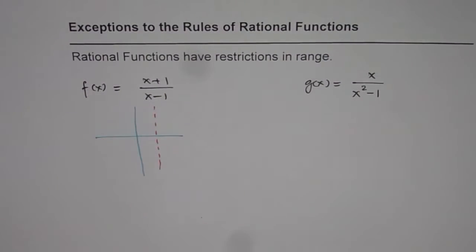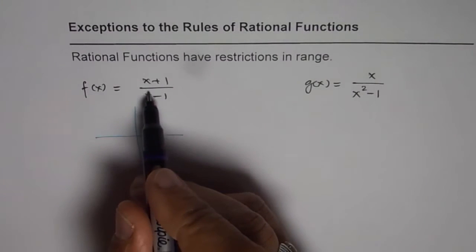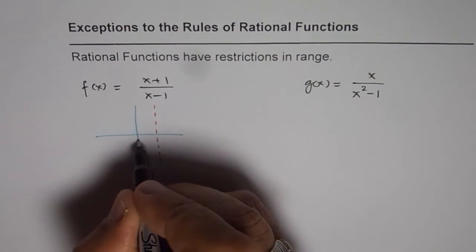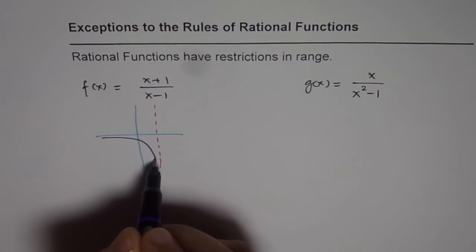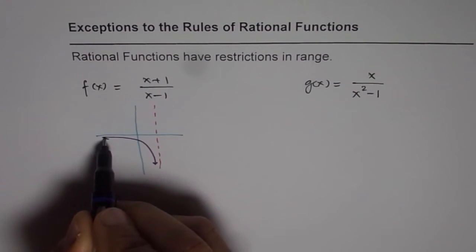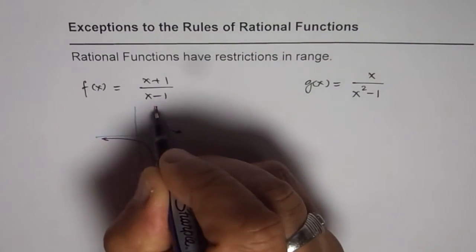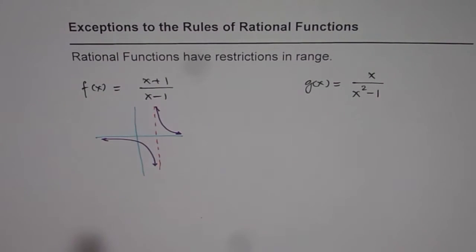And if x is 0, then the value of the y-intercept will be minus 1. So it goes through minus 1. So the graph will be kind of like this. And on this side, it will be kind of like this, right? We are not getting into details of this, but somehow like this, right?